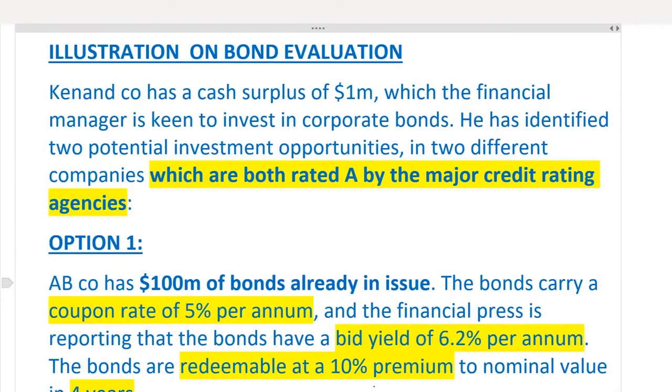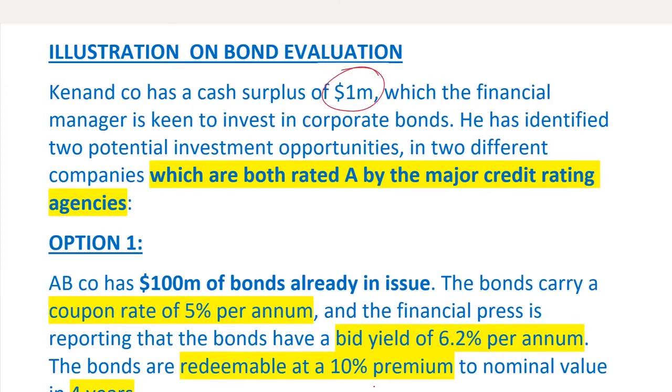Kenan Co, illustration on bond valuation. Now the examiner says Kenan Co has a cash surplus of $1 million. Okay. Now with the financial manager, Kenan Co is our focus company here. They have $1 million. Now the financial manager of Kenan Co is keen to invest in corporate bonds. He has been able to identify two potential opportunities, okay, in two different companies.